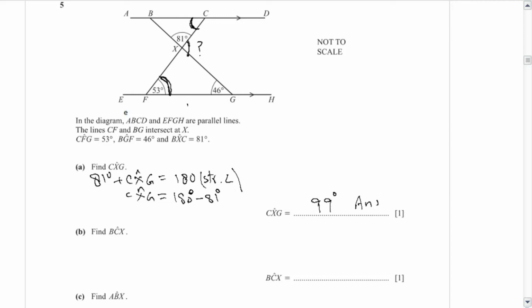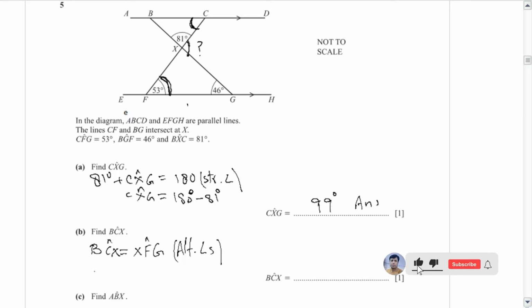So directly we can say that angle BCX is equal to XFG, and the argument is that these are alternate angles. So BCX, which we need to find out, is equal to 53 degrees. The answer is 53 degrees.